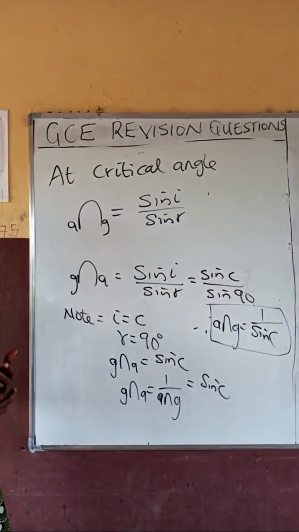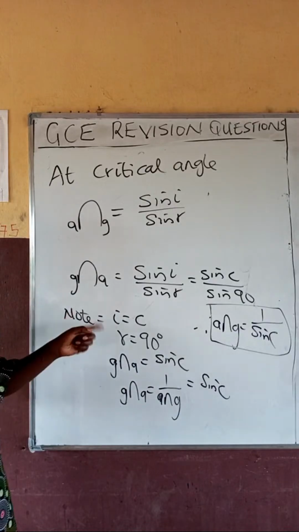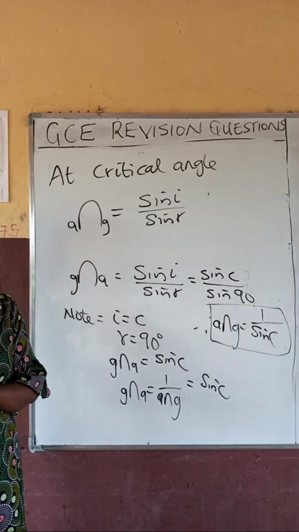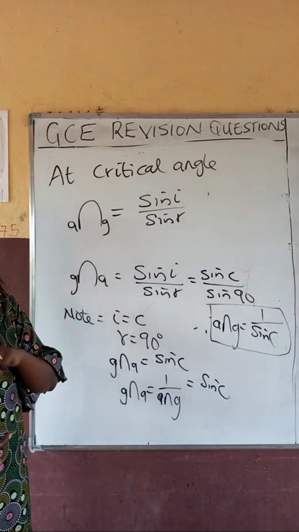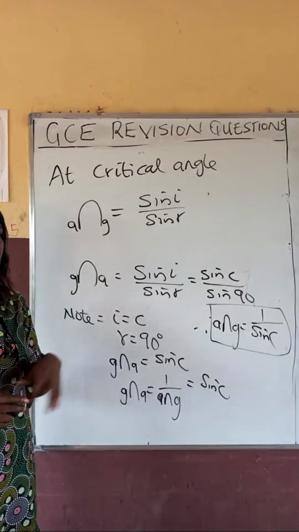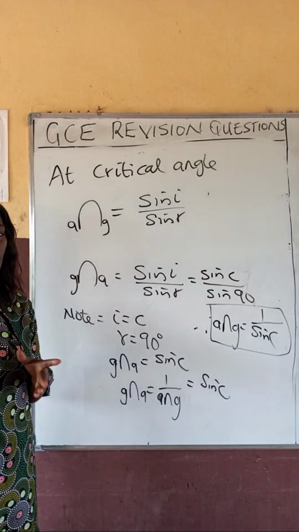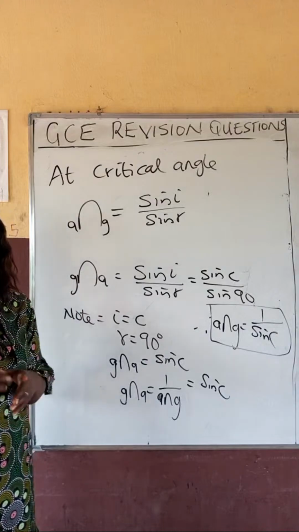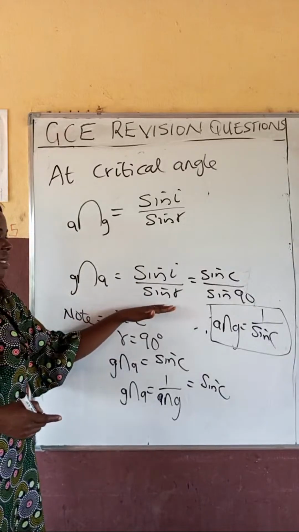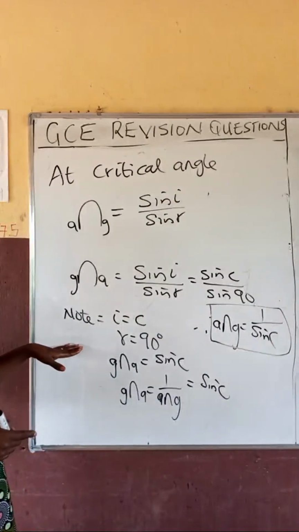So let me go again. At critical angle, my angle of incidence is equal to the critical angle, and my angle of refraction equals 90 degrees. I'm making reference to the refractive index of the block, which is the refractive index of glass, ang, which is equal to sine i over sine r. i is the angle of incidence, and r is the angle of refraction. At critical angle, the angle of incidence is equal to the critical angle, then the angle of refraction is equal to 90 degrees. Now, if we substitute it, sine r is equal to sine 90, and sine 90 is equal to 1.